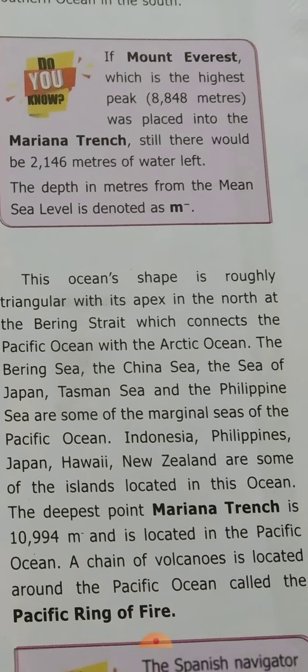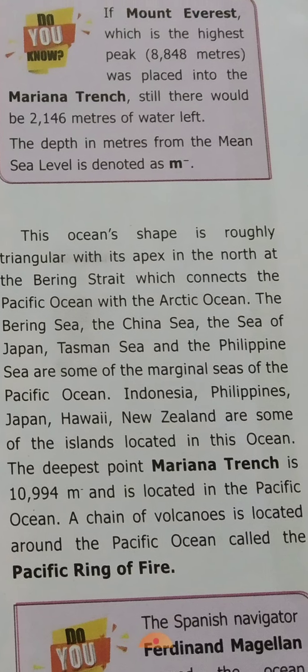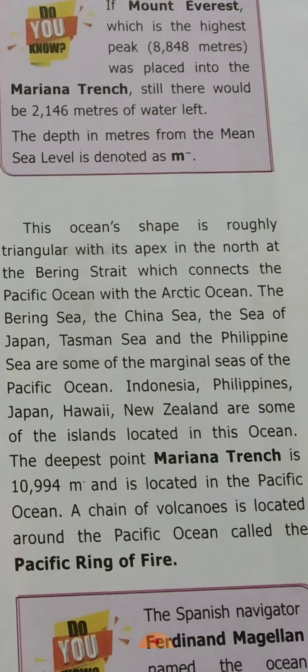The ocean's shape is roughly triangular with its apex in the north at the Bering Strait, which connects the Pacific Ocean with the Arctic Ocean. The Bering Sea, the China Sea, the Sea of Japan, Tasman Sea, and the Philippine Sea are some of the marginal seas of the Pacific Ocean. Indonesia, Philippines, Japan, Hawaii, New Zealand are some of the islands located in this ocean.